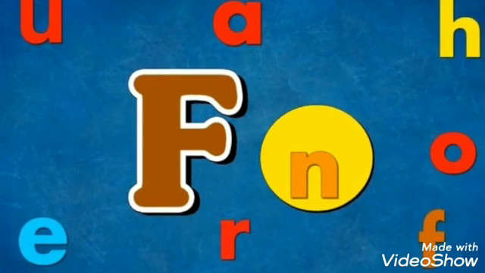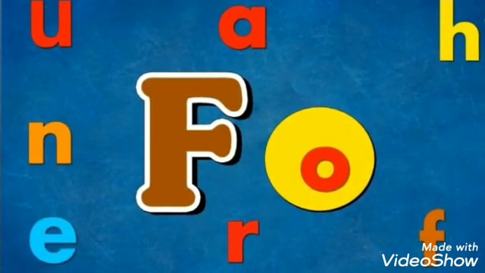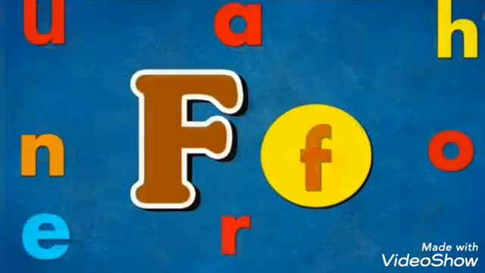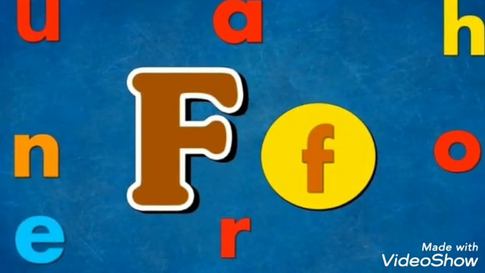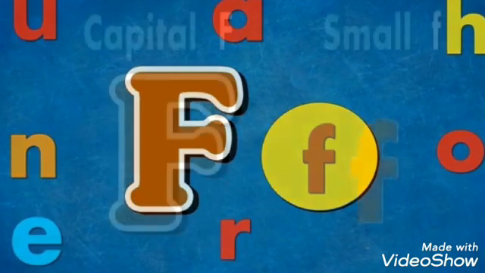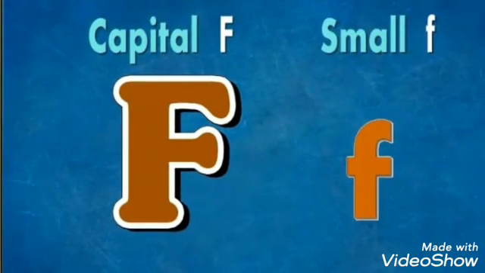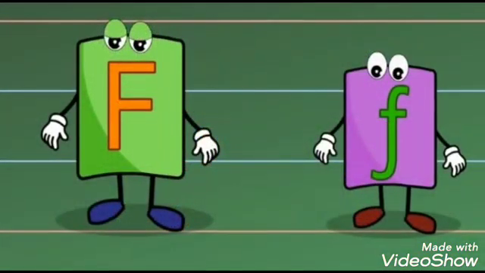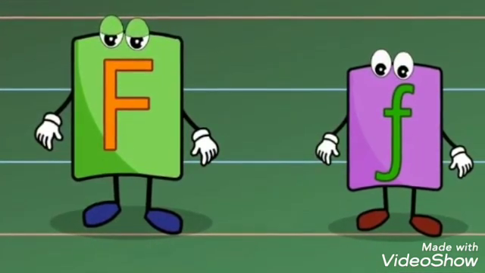No. This is small f in the circle. Find children. No, very good. This is not F. Yes, you are right. This is small f. This is capital F and this is small f. Okay, children? Now you can find capital F and small f both. Understood, children?